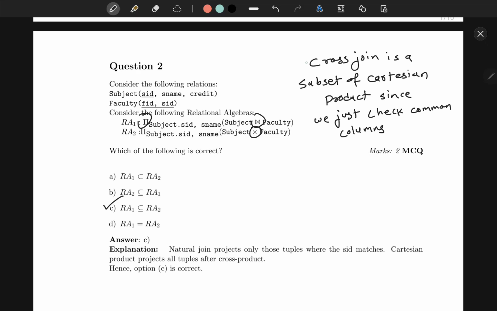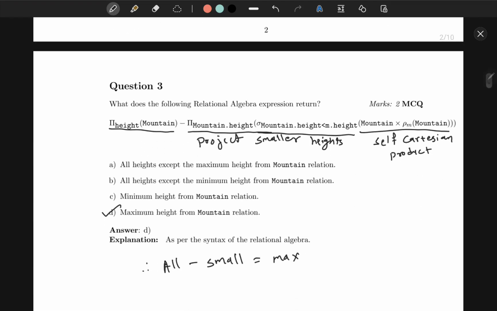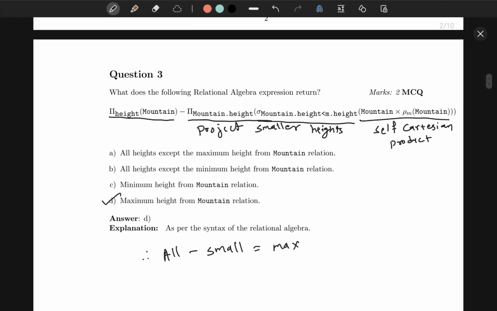So first of all, as I said in the previous lecture, cross join is a subset of Cartesian product, since we just select those entries where the attributes match on a Cartesian product. Hence, R1 is going to be a subset of R2, and that notation is given by this. Let's move on to next question.